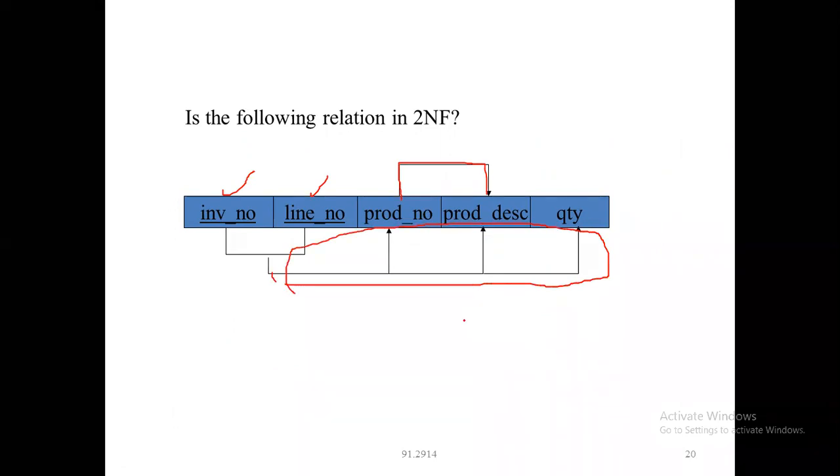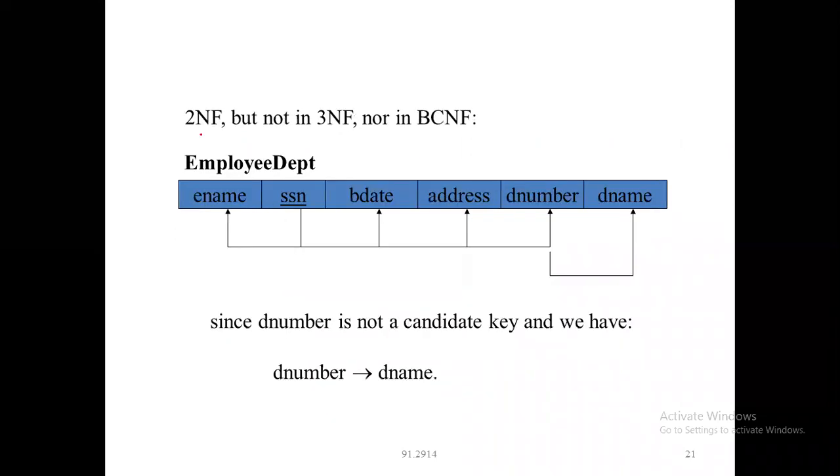Okay, so the same thing if you go with another one. So a second NF, but not in the second normal form, but not in the BCNF. So if you see your previous, again I have another example. I have gone for the employee department, so I have the SSN number. Now this is your candidate key. Okay, so D number is not the candidate key, and we have only D number as D name.